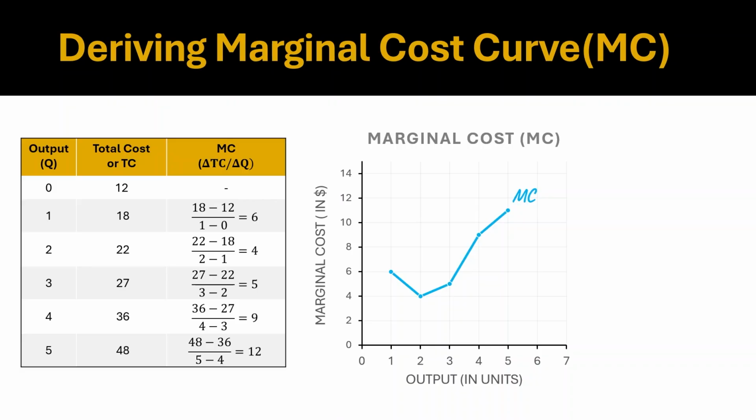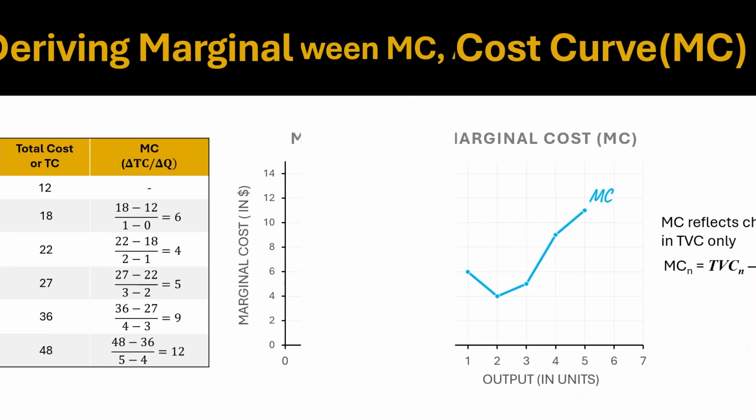Also, you have to remember another important point. As we know that fixed cost does not change with output in the short run, so when we calculate marginal cost, the entire change in total cost actually comes only from variable cost. That is why marginal cost depends only on variable cost. Therefore, we can also use this formula to calculate MC.